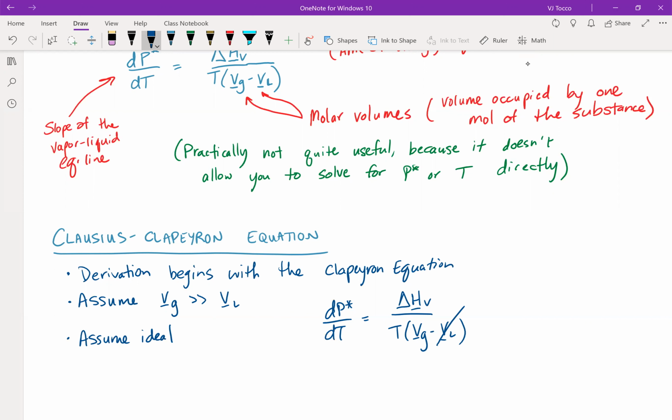You have to know at which conditions the Clausius-Clapeyron equation applies, and it only is useful if these conditions are met. But if you assume ideal gas, then the molar volume of the gas, remember this is volume per mole, is equal to, let's see, PV equals nRT, so it's RT divided by P.